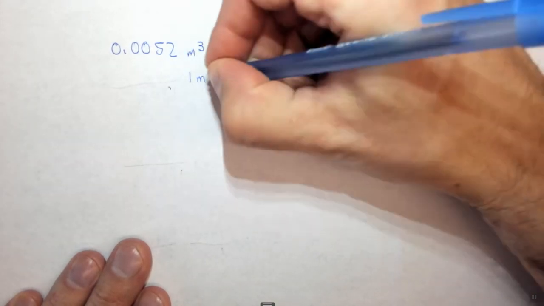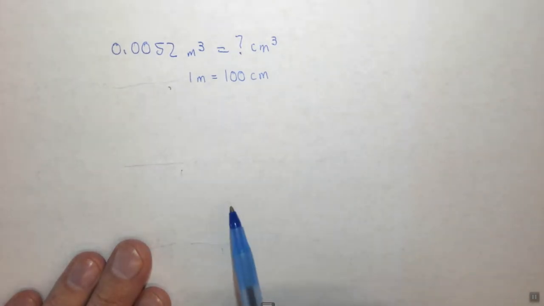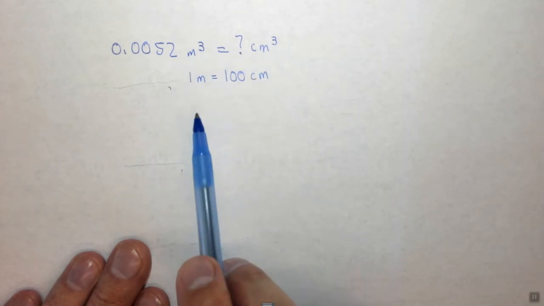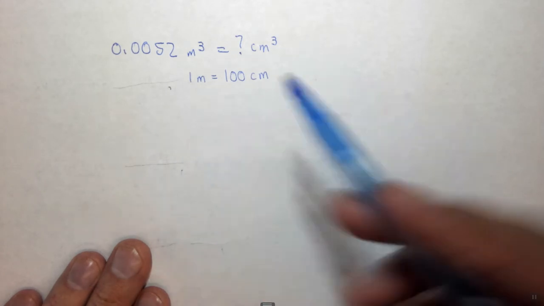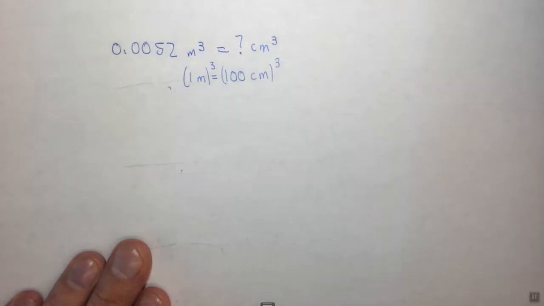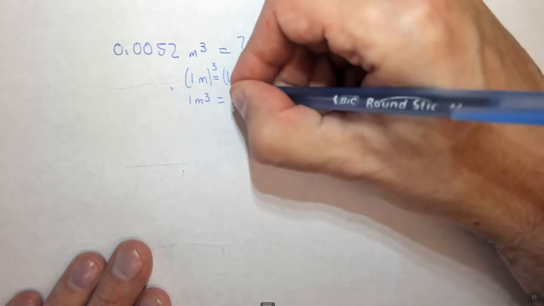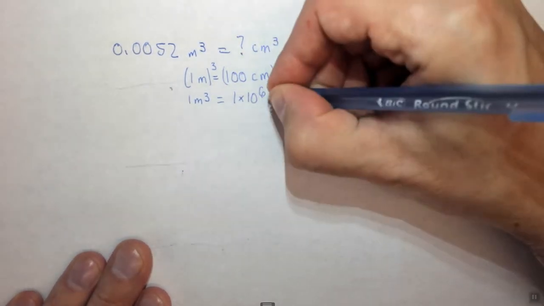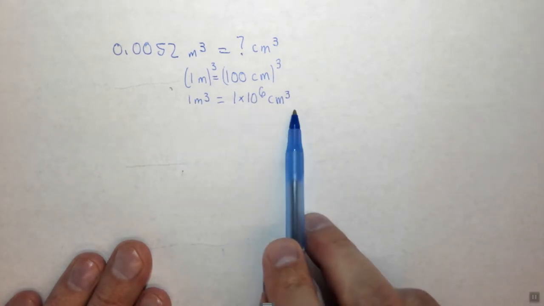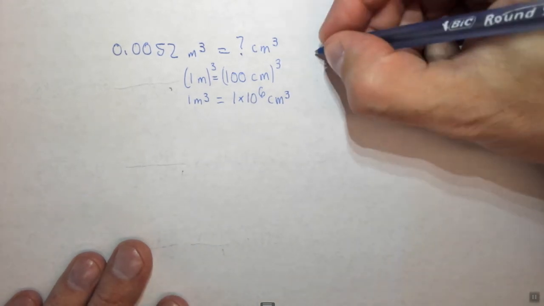1 meter equals 100 centimeters. We know this relationship. Well, if we want to know the relationship of the cube of the unit, all we need to do is simply cube both sides. So, cube this, and what you get is 1 meter cubed equals 100 cubed, which is a million, or 1 times 10 to the 6, centimeters cubed. So 1 meter cubed is a million centimeters cubed, which we found from 1 meter equals 100 centimeters.